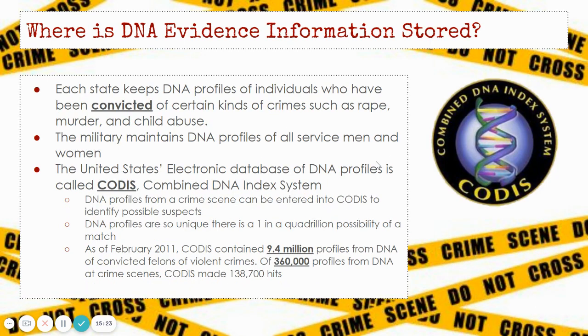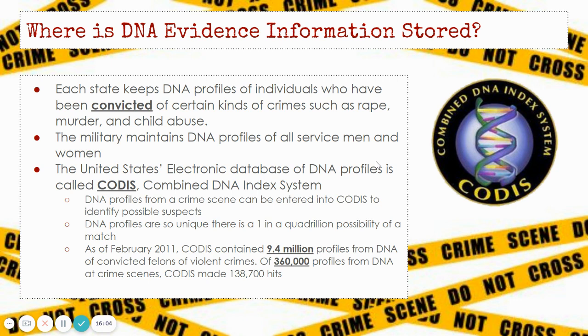Where do we store this DNA evidence information once it's collected? Each state keeps DNA profiles of individuals who've been convicted of certain kinds of crimes, such as rape, murder, and child abuse. The military also has DNA profiles of all servicemen and women. The United States electronic database of DNA profiles is called CODIS, which stands for Combined DNA Index System. DNA profiles from a crime scene can be entered into CODIS to identify any possible suspects that may match. DNA profiles are so unique that there is a 1 in a quadrillion possibility of a match, right? If it matches, there's basically no way it can belong to anyone except that match.